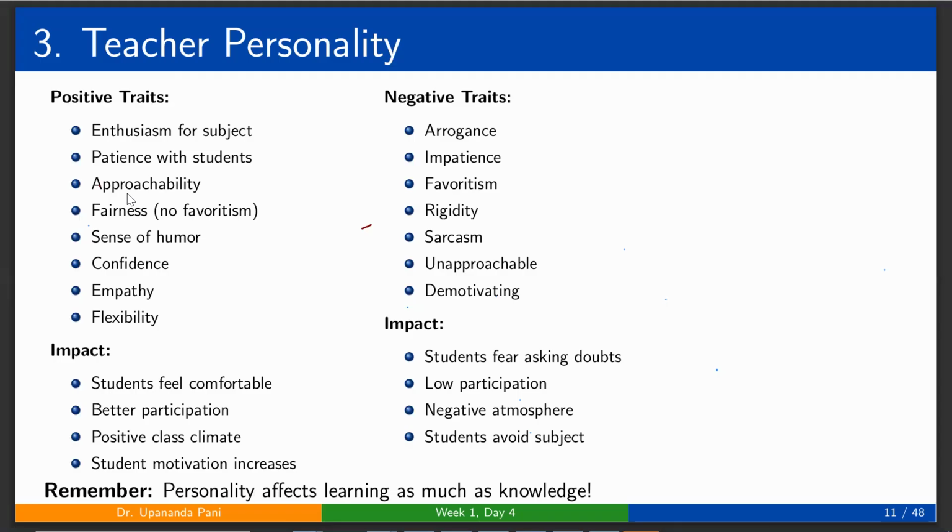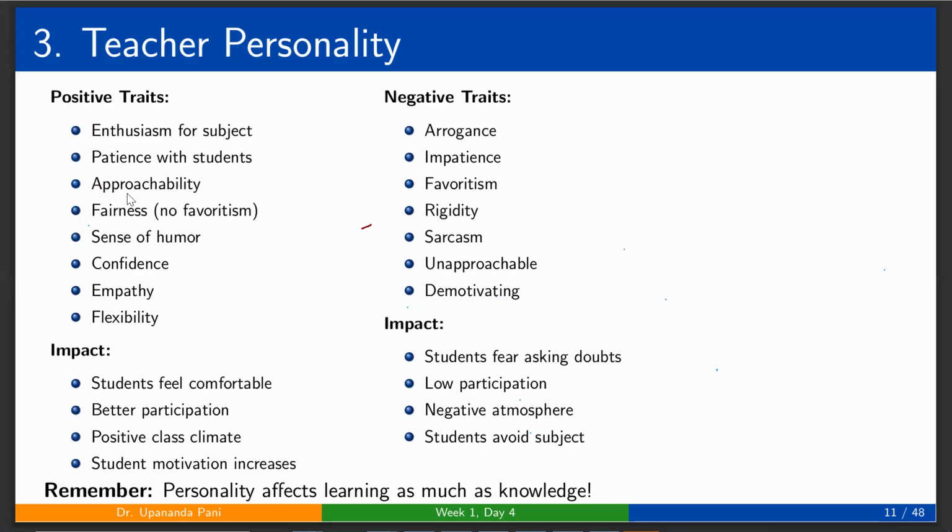And the teacher should have patience with the students. This is very important. And approachability. You should be like a friend. And fairness. There is no clear-cut favoritism or any bias based on any criteria. And sense of humor, confidence, empathy, flexibility. Now, you all assess yourself on what positive traits you have.